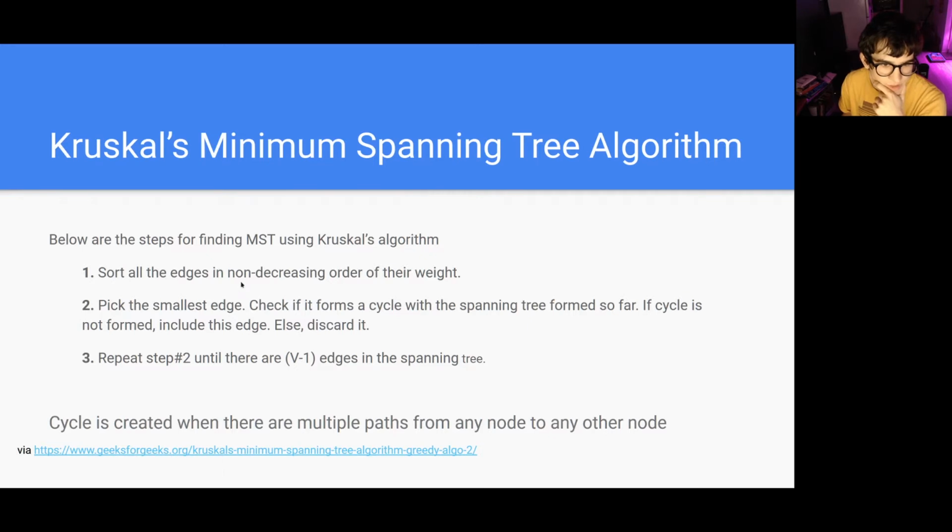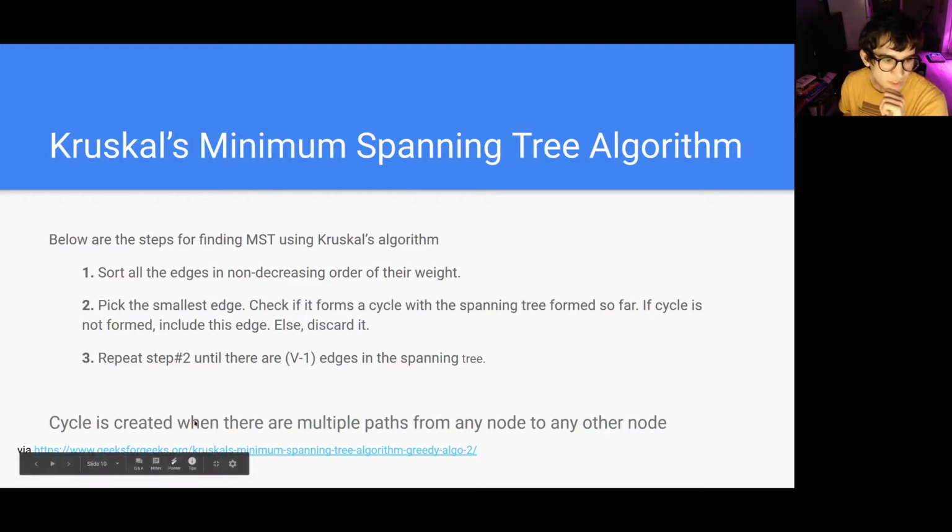So here are the steps. So we're going to sort all the edges in non-decreasing order of their weight. And then we're going to pick the smallest edge, check if it forms a cycle with the spanning tree formed so far. If a cycle is not formed, then we can include the edge, otherwise discard it. And step 3 is to repeat step 2 until there are v minus 1 edges in the spanning tree.